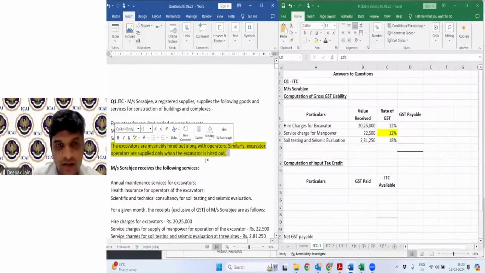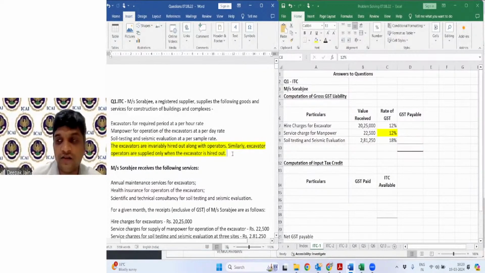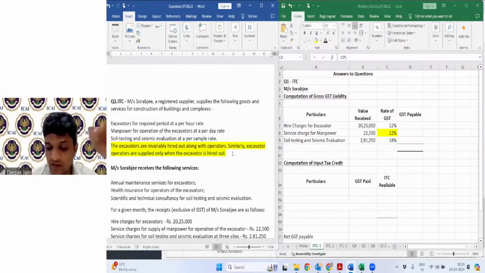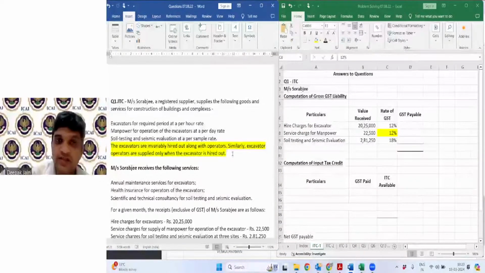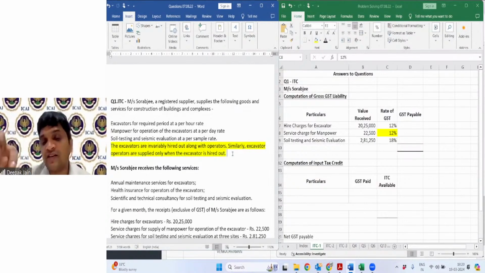And it is in the nature of a composite supply. So when the excavators are hired out, along with that the operators are also given. So operators are not separately provided. Excavator operators are supplied only when the excavator is hired out. So it is not an independent supply; it is a composite supply. And for a composite supply, the rate of the principal supply will apply to the ancillary supply also.